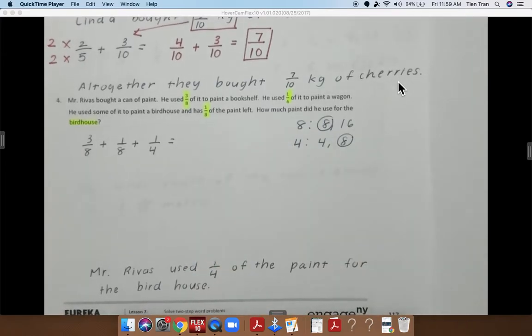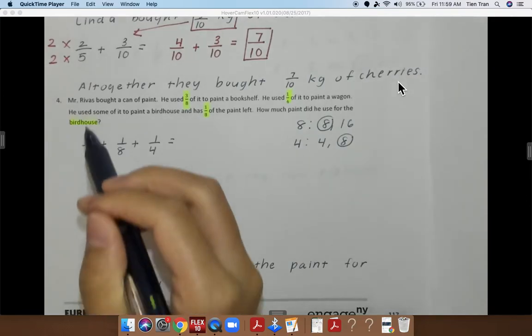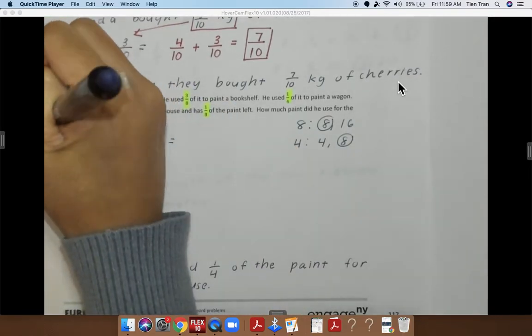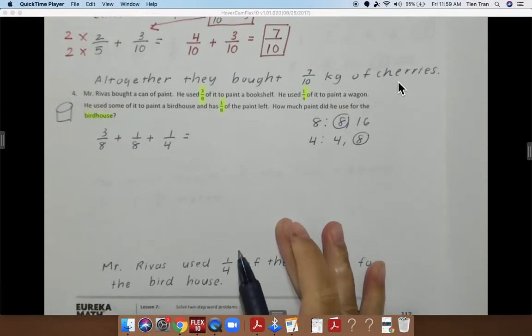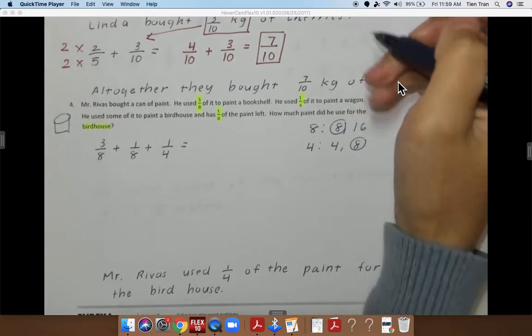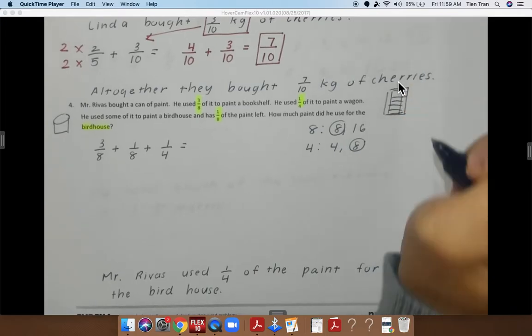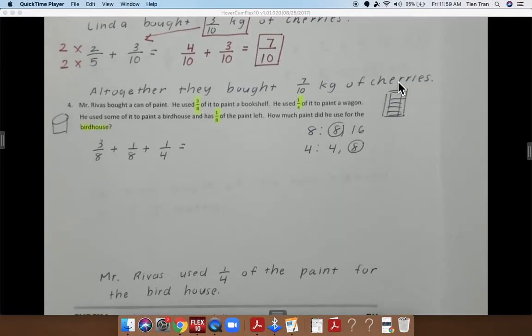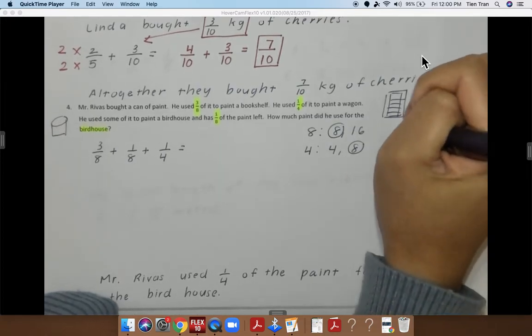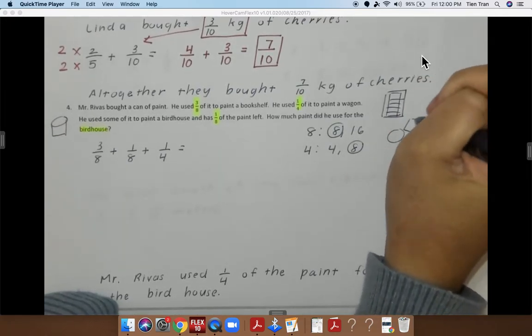First, I'm visualizing what is he doing? What is the problem doing first? I know that he bought a can of paint, so I'm picturing a can of paint in my head and that he's painting a bookshelf, imagining like those library bookshelves with rows and rows of shelving in it. And then I know that he also wants to paint a wagon. So I'm picturing that he's painting a wagon at the same time.